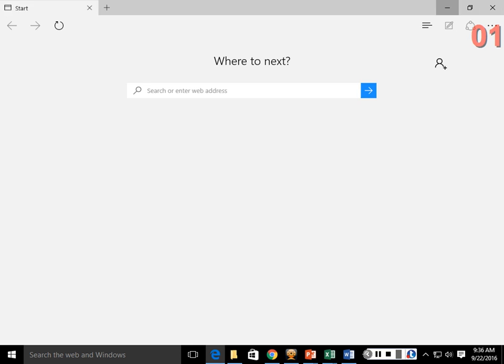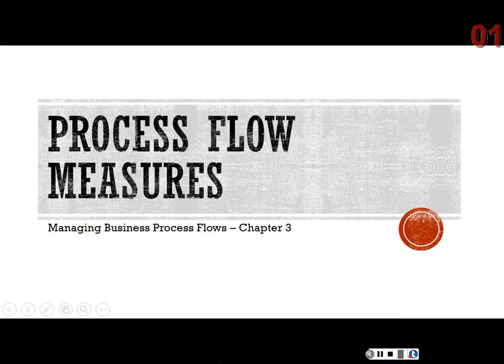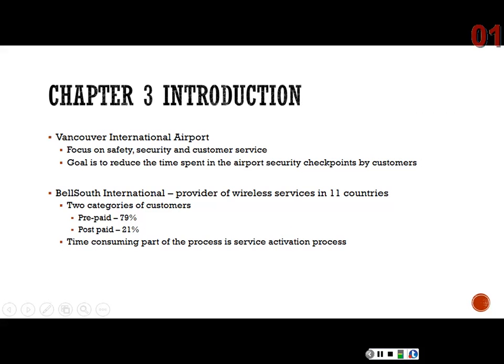I'm not sure what happened there, but here we go. So one of the examples that they use is this Vancouver International Airport. And they talk about Vancouver International Airport, and if you read Chapter 3, they use it in some of the examples about how they're well known for how efficiently they get people through their airport security checkpoints, right?